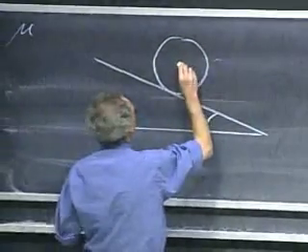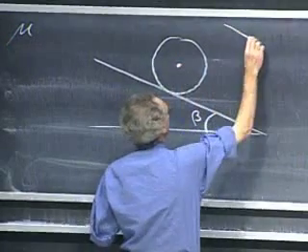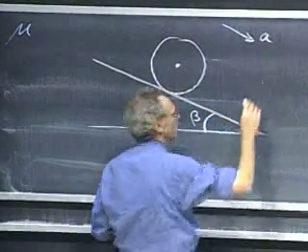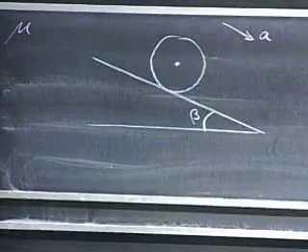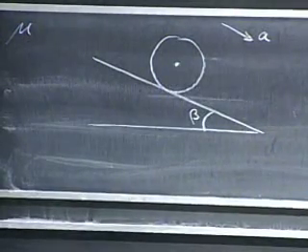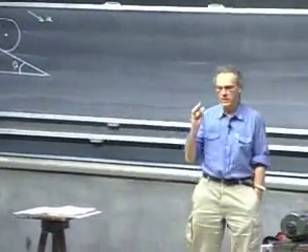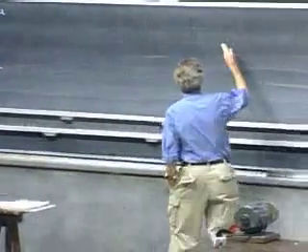And this object is going to roll down and is going to get an acceleration in this direction, a. And I will evaluate the situation when we have pure roll. That means the object is not skidding and is not slipping. What is pure roll?